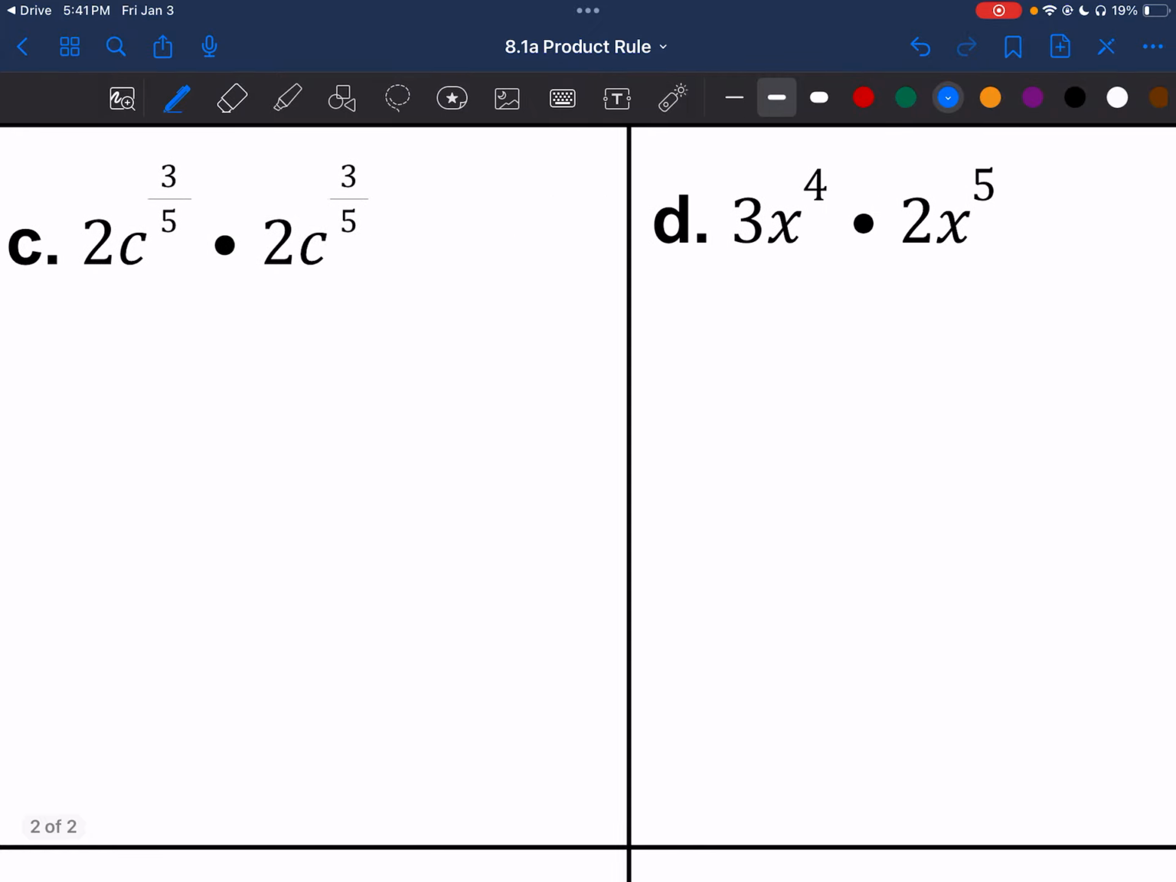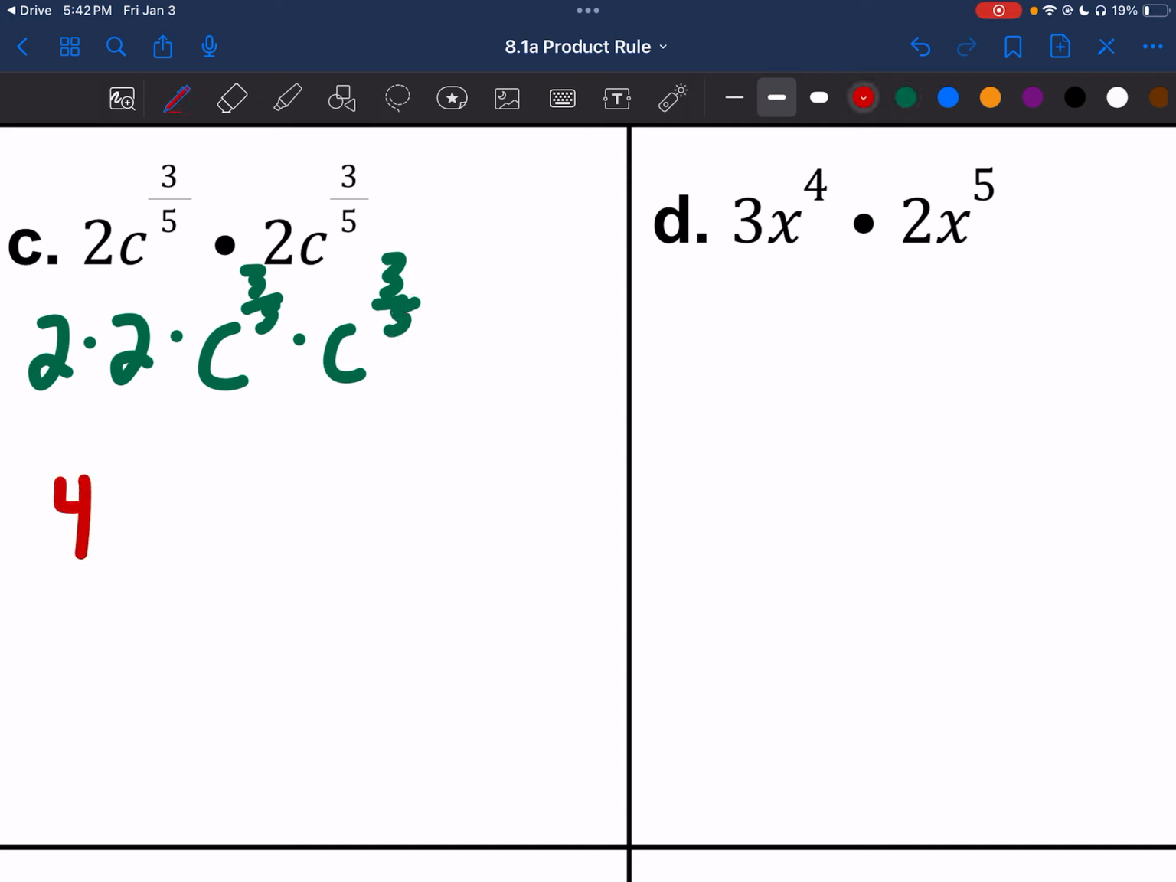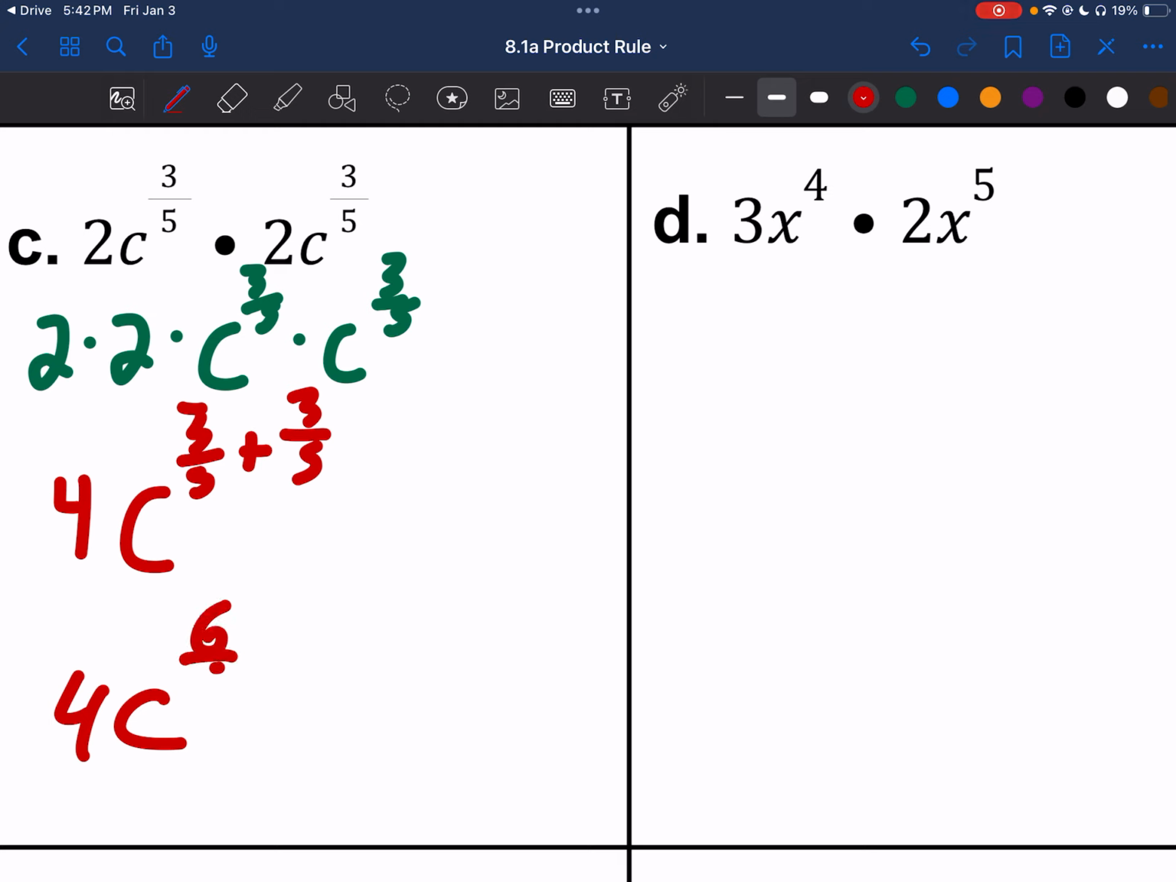All right, so let's look at letters C and D then. So again, our first step is to group our coefficients together, and we're going to group our variables together. We have 2c to the 3/5 times 2c to the 3/5. 2 times 2 is going to give me 4. And I'm going to have my base c. We have 3/5 plus 3/5. The coefficient out front stays the same. The base stays, and now 3/5 plus 3/5 is 6/5.